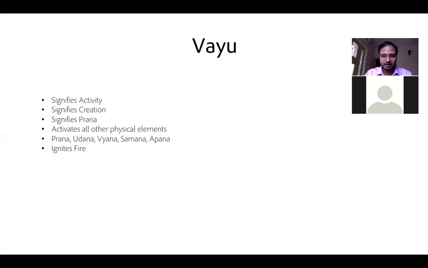energy supplied to all the other Mahabhutas is possible only because of Vayu. In fact, it activates all the physical elements. Now, all these physical elements lie dormant unless Vayu enters the body. So, it is the reason why all the activity takes place.